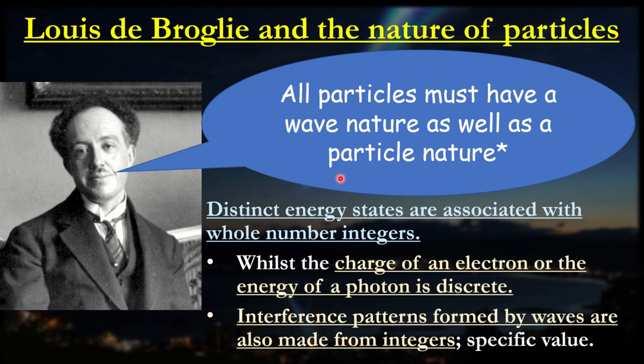So he came up with the idea that all particles have a wave-like nature, as well as their own particle nature. The idea is very simple. If we talk about quantized energy states of the electron shells, we can think of it as whole number integers. Okay, so we know that things like the charge of an electron and the energy of a photon of a specific wavelength are discrete. We also know that interference patterns formed by waves, like standing waves, come in specific integers. Okay, if you want to remember this, you can think about the standing waves you create in harmonics and overtones when it comes to music.